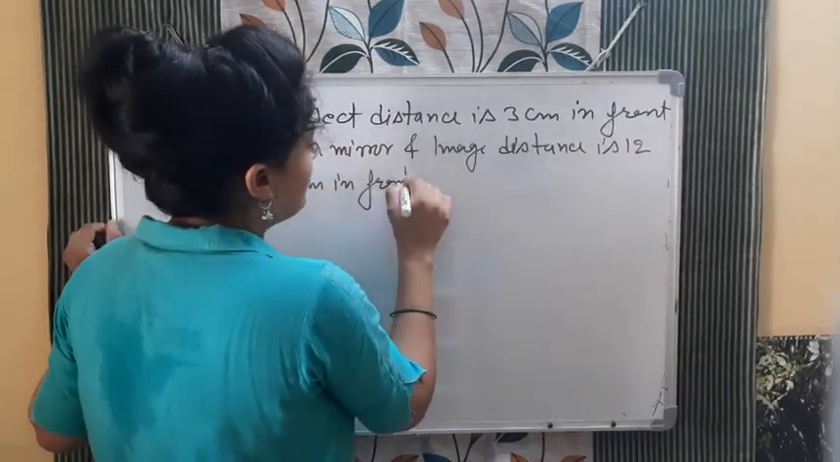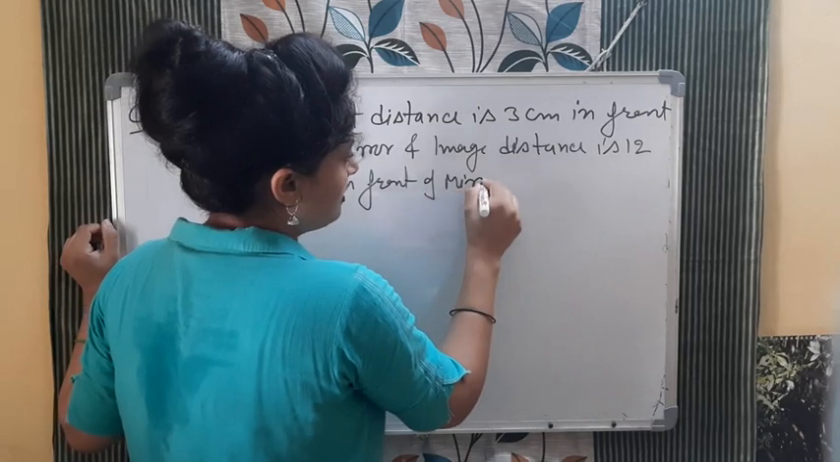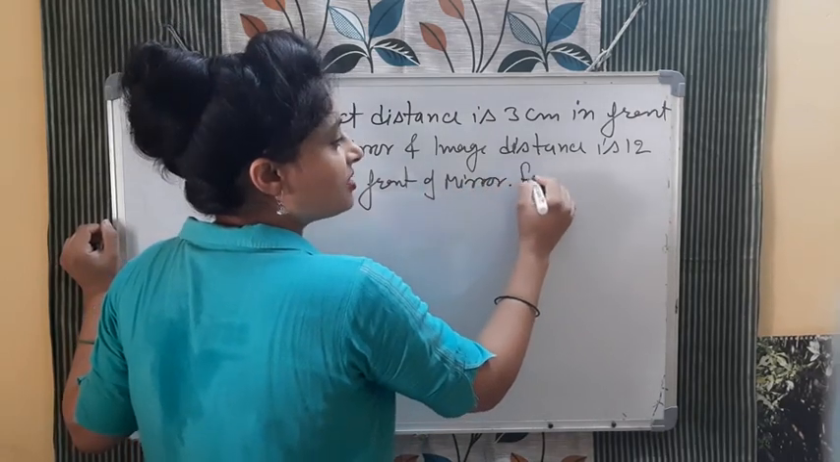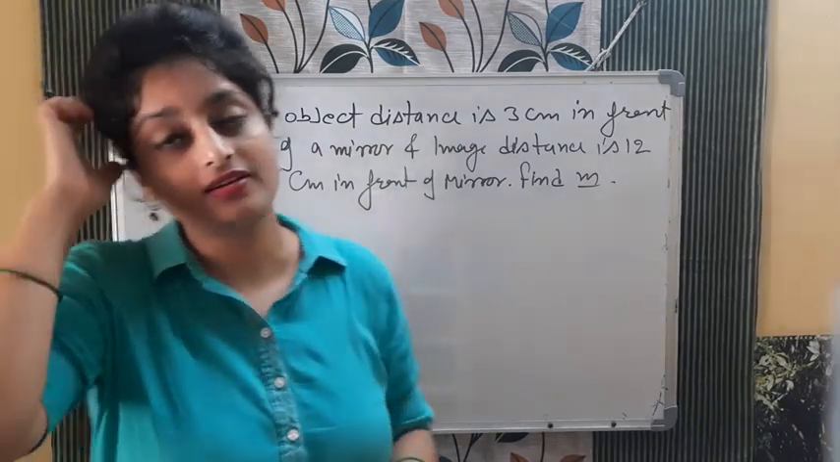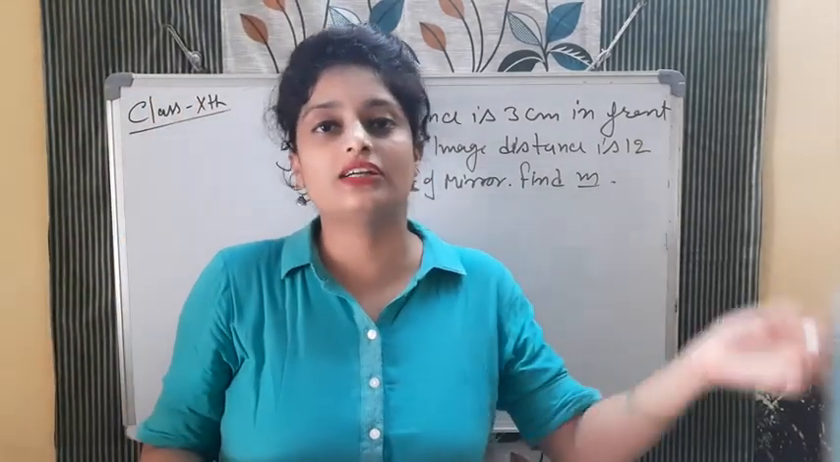Now see, in front of the mirror. In this question, find the magnification. It is very simple. Magnification is being asked, but the mirror is not given, whether it is convex or concave.